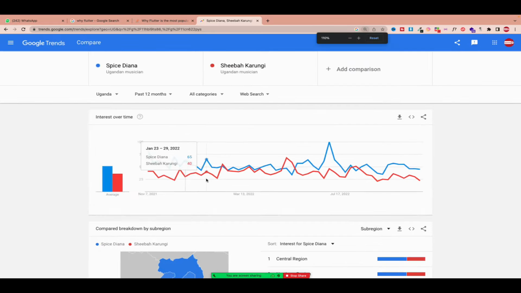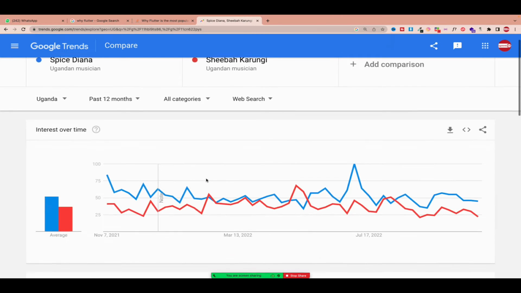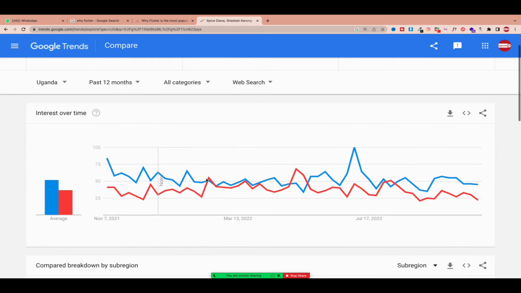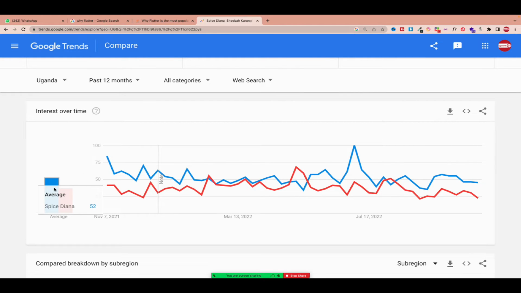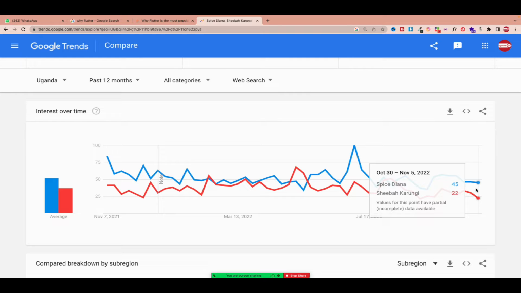So can you see? These are now facts based on Google search results. So you can see Spice Diana is 52%, and Shiba is 37%. So you can see who is leading. At this period, there is some time when Shiba was bigger than Spice Diana, but averagely, Spice Diana is leading Shiba. So you now know, if you want to invest in the two, who you can invest in.